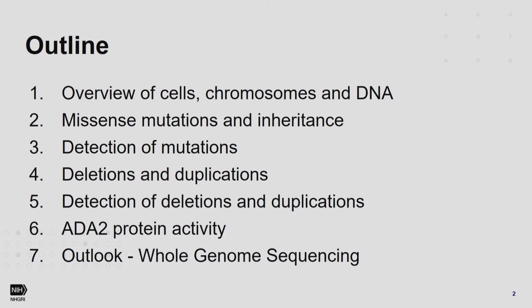Then Natalia is telling you about missense mutations and how we can detect those mutations. Then I come back and I talk about a new type of deletions, and it's not a new type of deletion, but we now can detect this type of mutations called deletions and duplications. And then Natalia is telling you about the ADA2 protein activity, because she's the expert on this assay. And finally, I give you an outlook, what we think the future of genetic testing will be like. It will be whole genome sequencing, I already spoiled that.